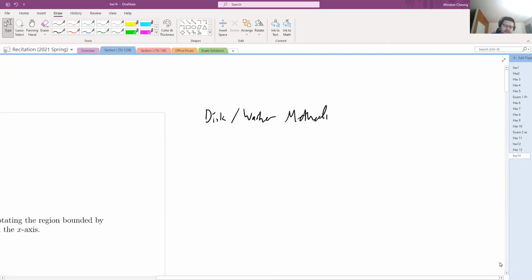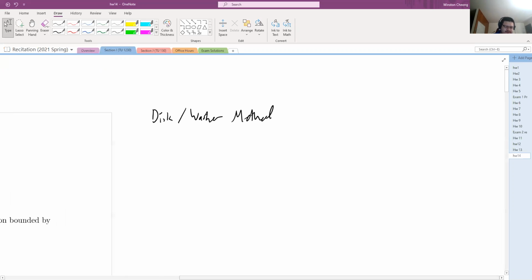I want to signify that these two things are very related to each other, and so you want to just think of them as the same thing. Really, a washer is just a disk minus a disk. The other method is something called the shell method, which I think in the lectures is covered a little bit later, and in the homework it'll actually be the second half of that.